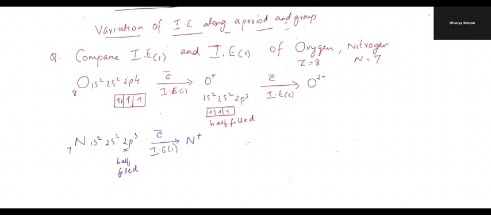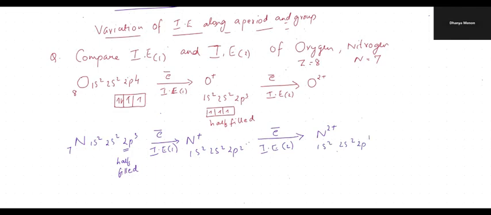Now the configuration is 1s2, 2s2, 2p2. Now we need ionization energy 2 also. So it will again lose one more electron and give you N2 plus. This is ionization energy 2, needed to remove the second electron. This is 1s2, 2s2, 2p1.